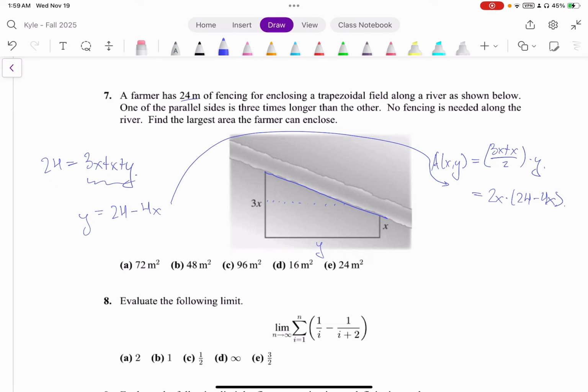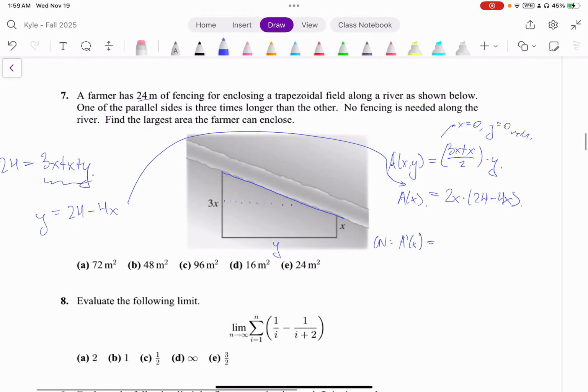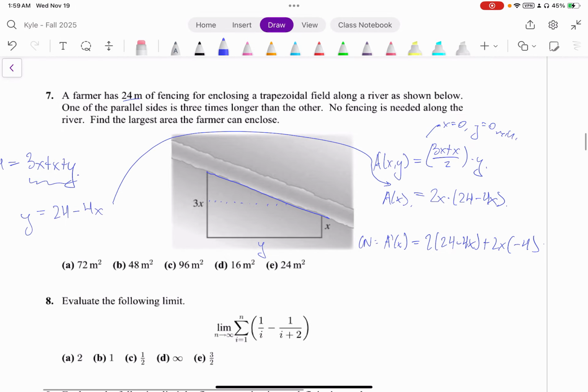Notice if x is equal to 0 or if y is equal to 0, then we have minima. So x equals 0 or y equals 0 give minima. And if we're looking for a maximum, then let's just find the critical points of A of x. So to find the critical numbers, let's take the derivative. A prime of x is equal to 2 times 24 minus 4x plus 2x times negative 4. And we want this to be equal to 0.